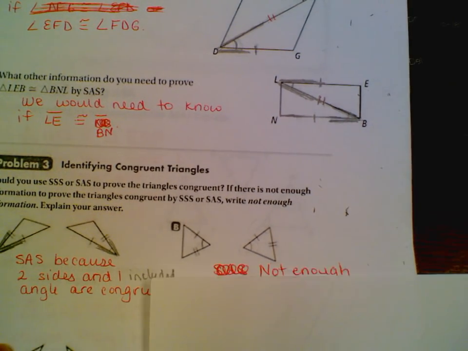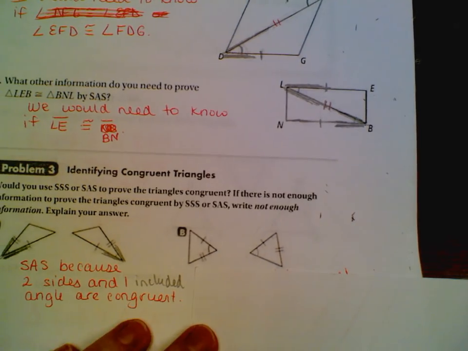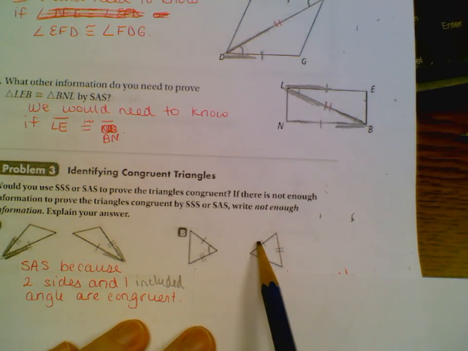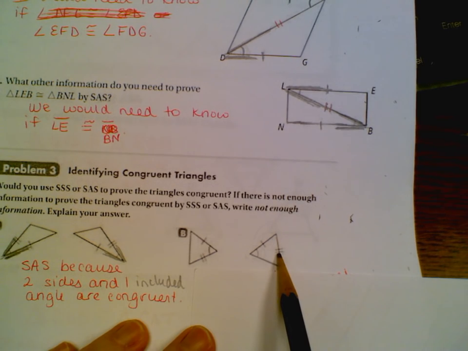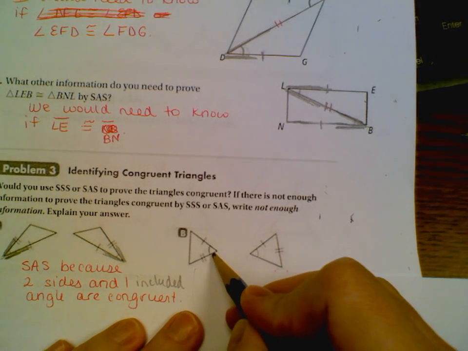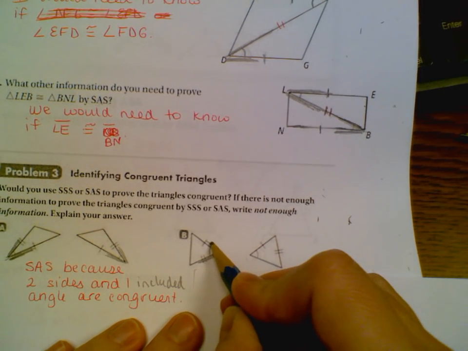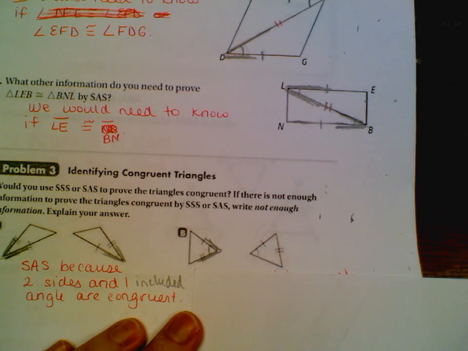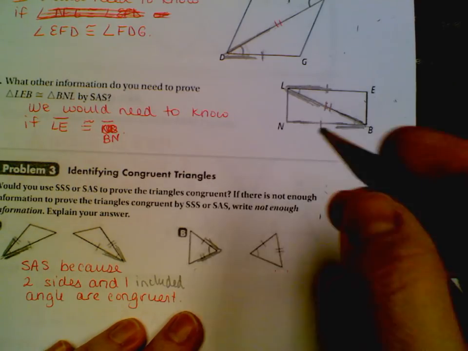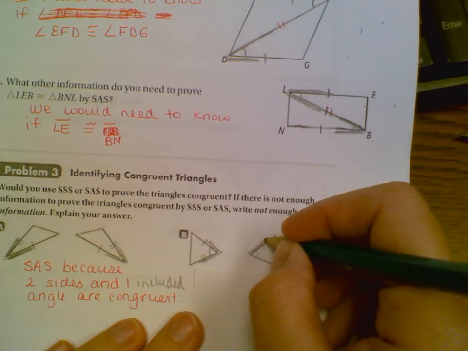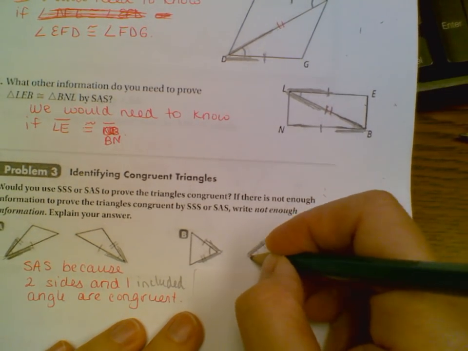Alright, next one. On the next one, I see that I have one pair of sides congruent and two pairs of sides congruent. Then I highlight where I see my angle. So I have this side and this side. Both of those sides are touching my congruent piece, so that fits. Then I highlight my other angle, which is this side and this side.